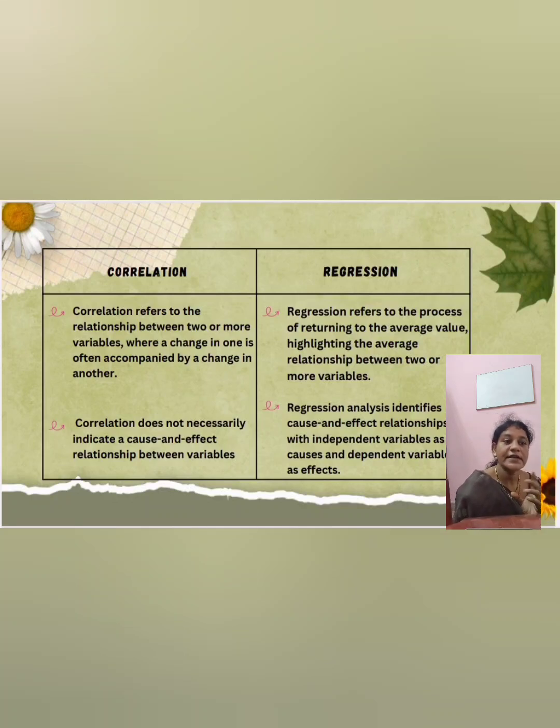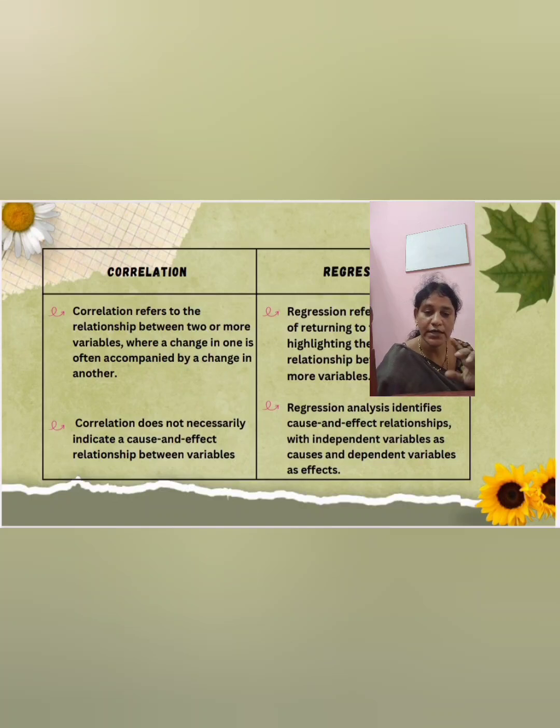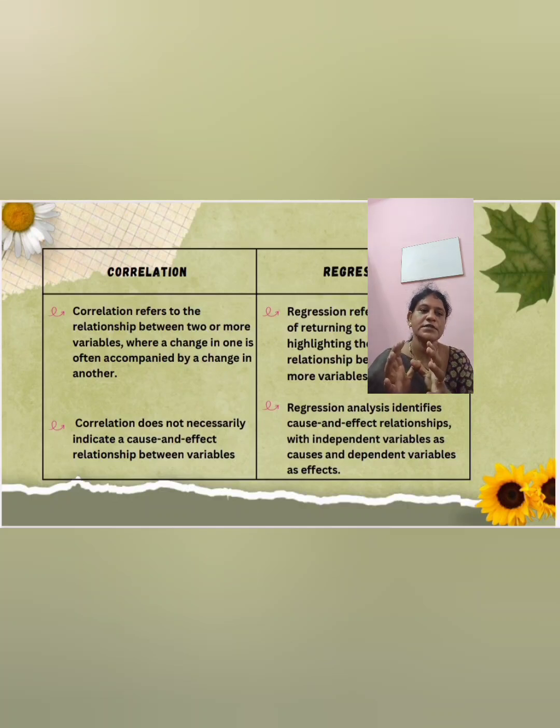Regression refers to the process of returning to the average value, highlighting the average relationship between two or more variables. The second difference is that correlation does not necessarily indicate a cause and effect relationship between variables. But regression analysis identifies cause and effect relationships, with the independent variables as causes and the dependent variables as effects.